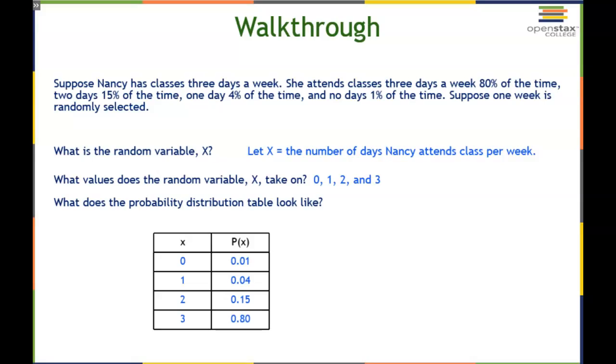And just to be sure, let's add up those probabilities and verify they do equal 1. So 0.01 plus 0.04 plus 0.15 plus 0.80. 1 plus 4 is 5 plus 15 is 20. 20 plus 80 is 100, so 1.00.